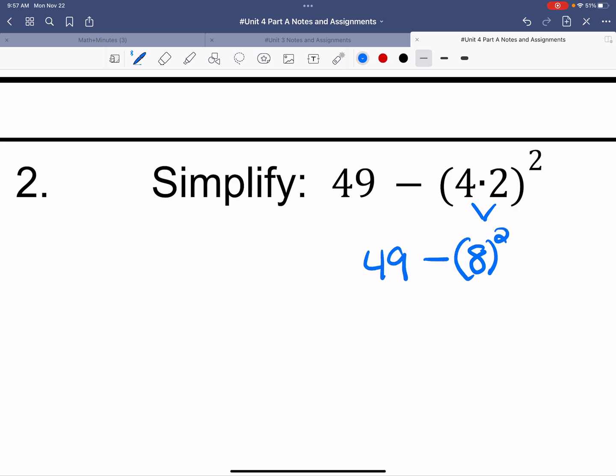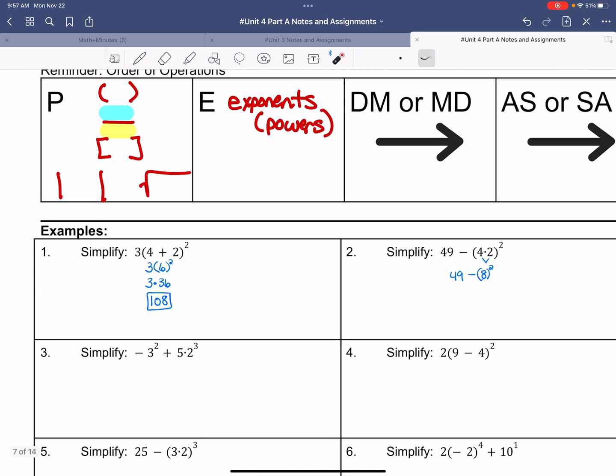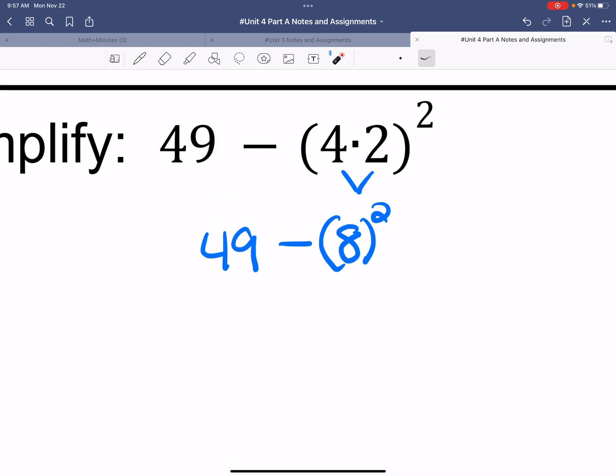Brian, I did my 4 times 2. I finished up this part. This is done. So now I need to do this. So tell me, Brian, what comes next? 8 to the second power, and that is 64, not 16. It's not 16. And what do I get when I do 49 minus 64? Ben, what do we know it should be? Negative. Negative what? 15? Is that what you got, Ben? Yep. Okay.